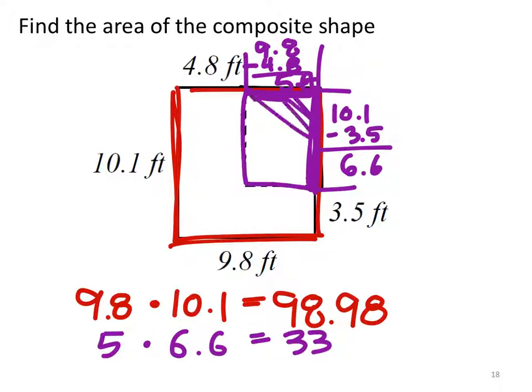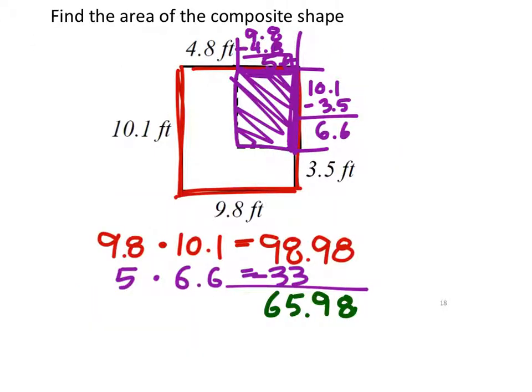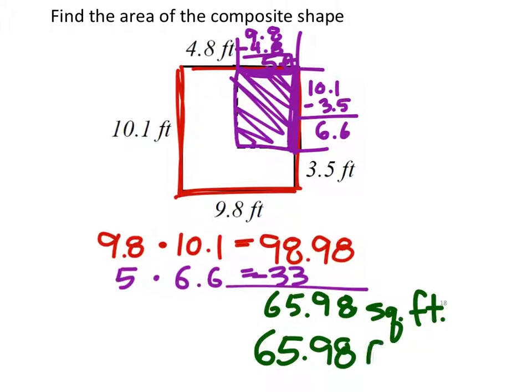Now this purple rectangle never existed, right? If we look back at the problem, I do need to subtract that off of the 98.98. So the whole area of that composite shape was 65.98, but that's area, right? So we've got square feet. Now I just wrote that differently than I wrote the last one. It wouldn't matter because it represents the same thing. This 65.98 square feet is the same thing as this 65.98 square feet. It's just written differently, that's all.